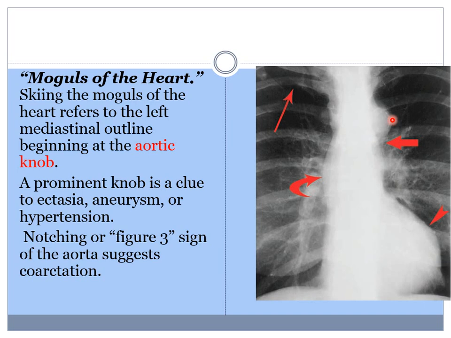The aortic knob is a mogul, then the pulmonary window is a mogul. Okay, these are the normal. And when it's abnormal, what happens?